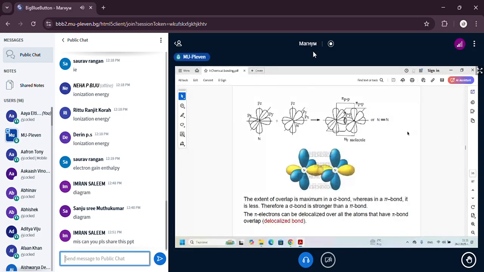What is typical for pi bonding is also that when we have such type of bonds, these bonds can participate in delocalized bonding. In such case, a pi bond is shared between more than two atoms.